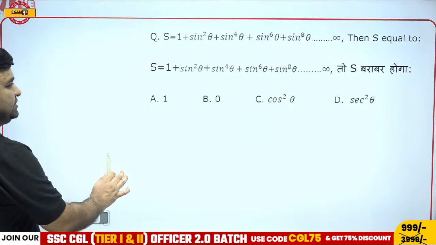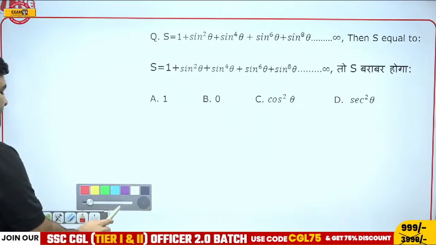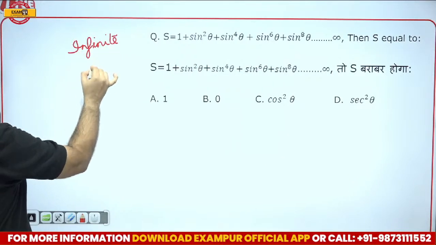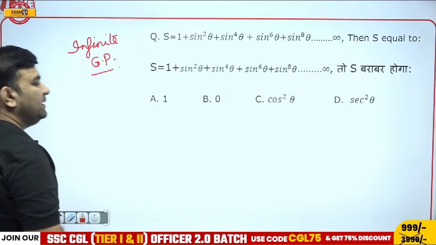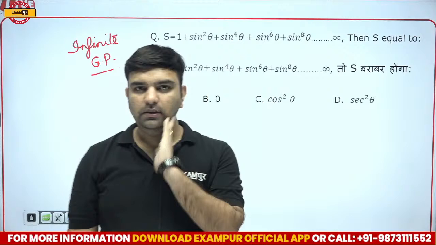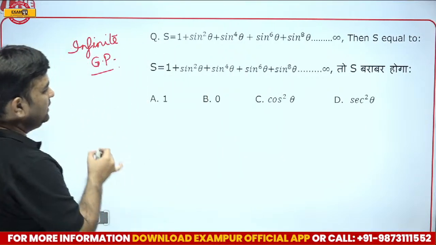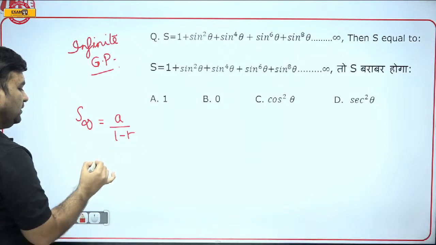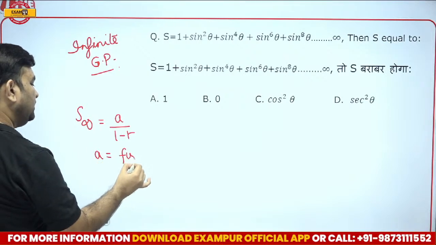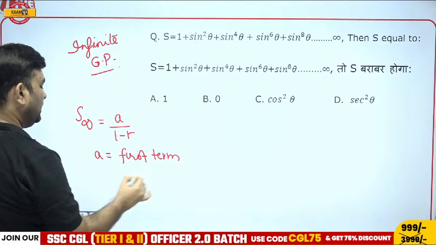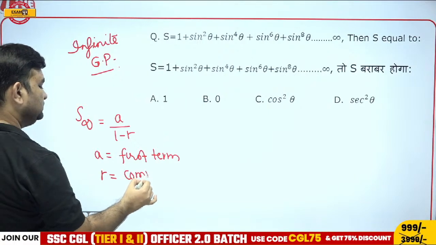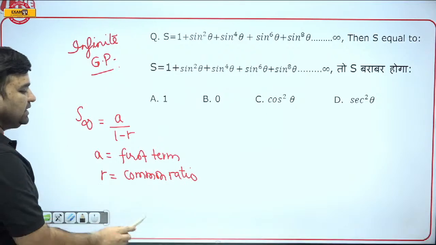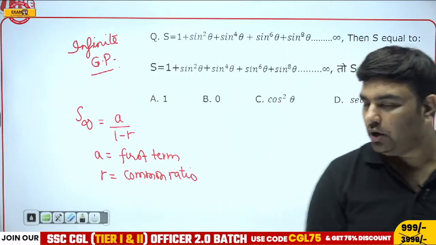Quickly, let's do some more easy questions. Infinite GP. It's an independent question, guys. How many of you remember from class 12 the sum of an infinite GP? It is A upon 1 minus R, where A is the first term and R is the common ratio.